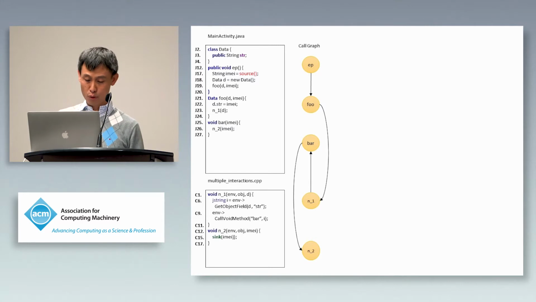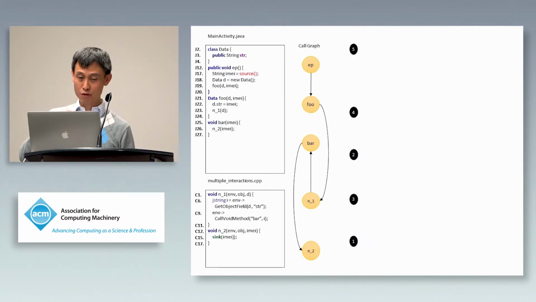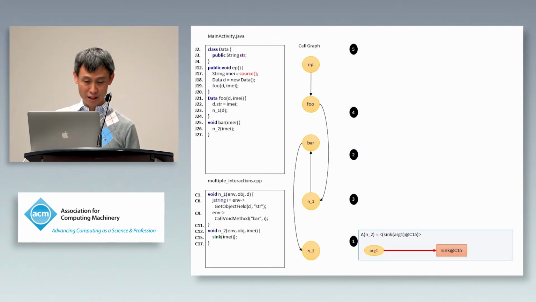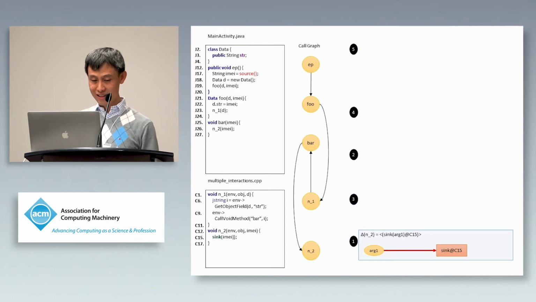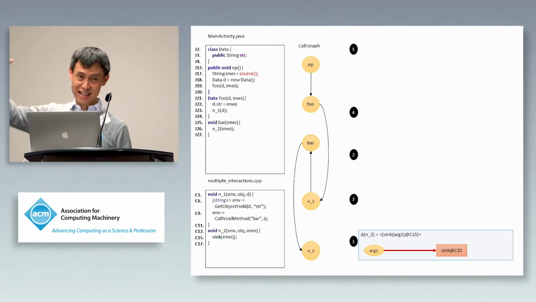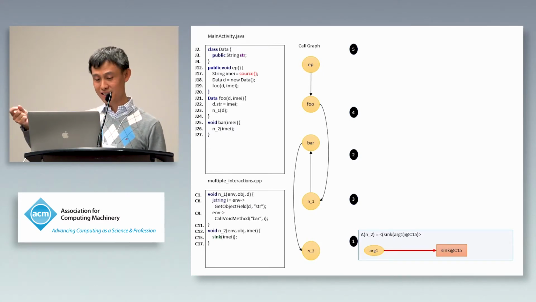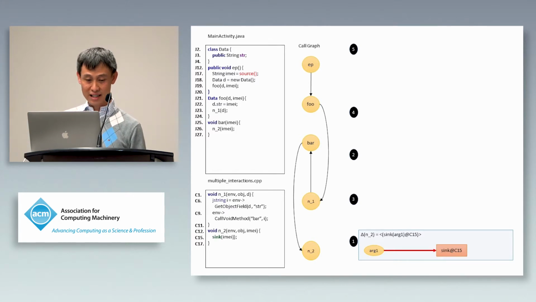Based on this core graph, we compute the post order. So we need to first compute the summary of the function n2, right? And then because function n2 will call the sync method, you are sending out some potentially sensitive information. We just say the argument of function n2 is flowing to sync at line number 15. So this is the summary.